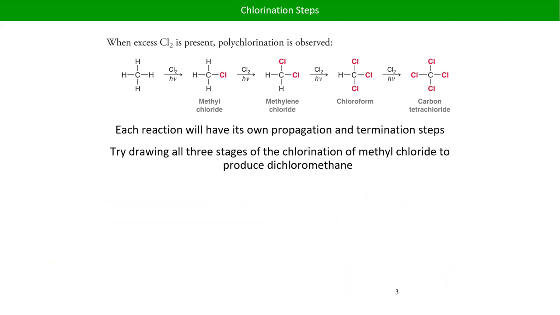And then our termination step, again, our rule is we want our termination step to be the two radicals running into each other that result in our major product. And usually those are the two radicals that you also canceled out during the propagation steps. So it's going to be a chlorine radical.